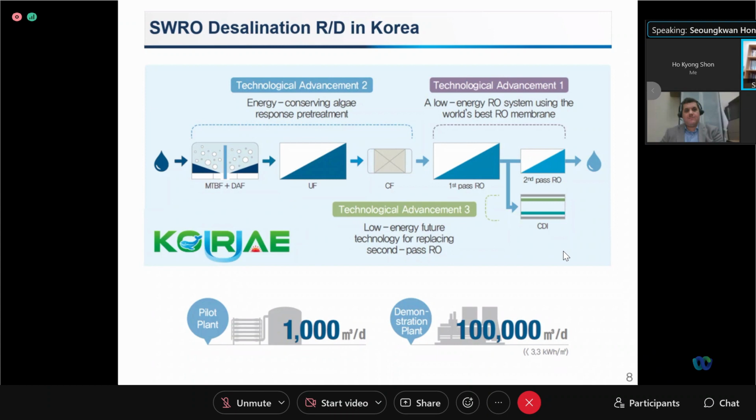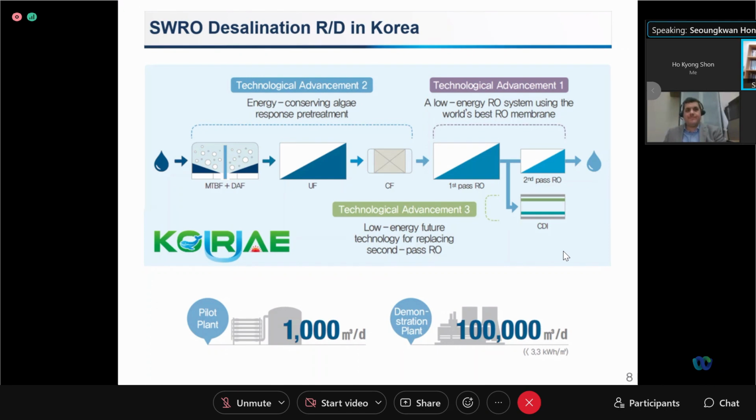Number 1, we try to develop a low energy RO system using the world's best RO membranes. Number 2, in order to supply very clean water to RO systems, an energy conserving algae response pretreatment process is developed. Lastly, low energy future technology for replacing second pass RO is being developed, including CDI, which is the topic of Professor Son's presentation in this session.